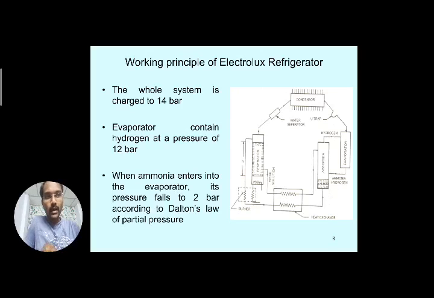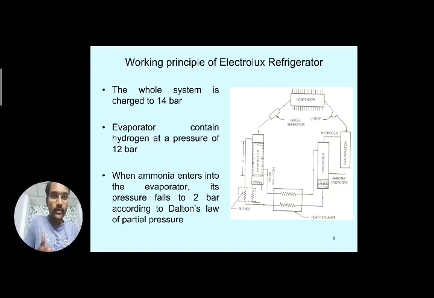Since the whole system is charged to 14 bar, whenever the ammonia enters the evaporator, its pressure falls to 2 bar. Here we are using Dalton's law of partial pressures. What happens when there is a pressure difference like this? The charged system pressure is 14 bar and the hydrogen present in the evaporator has 12 bar.